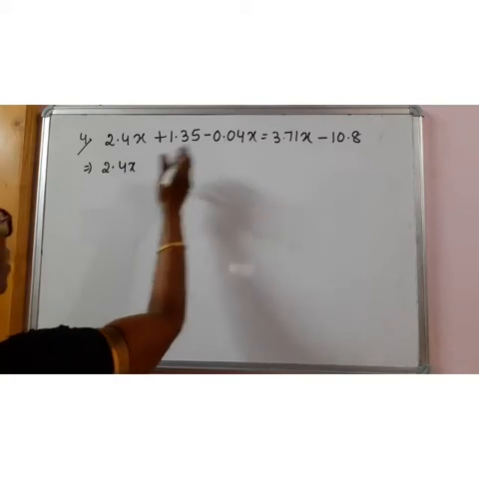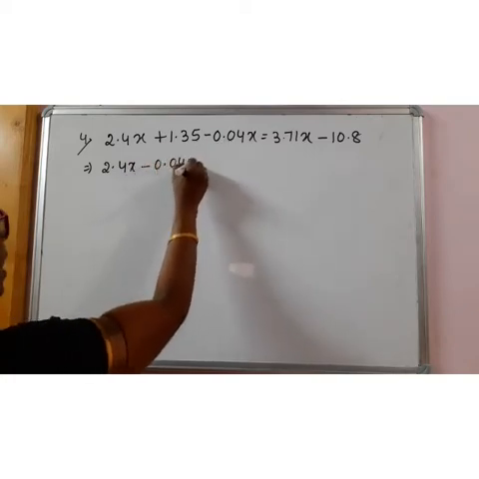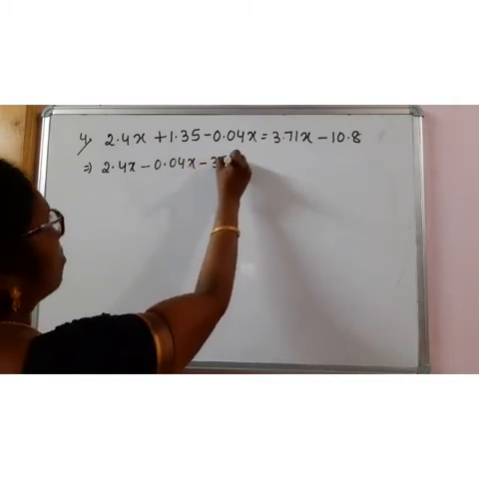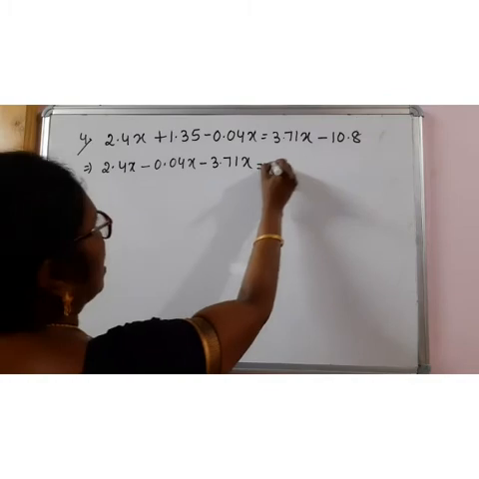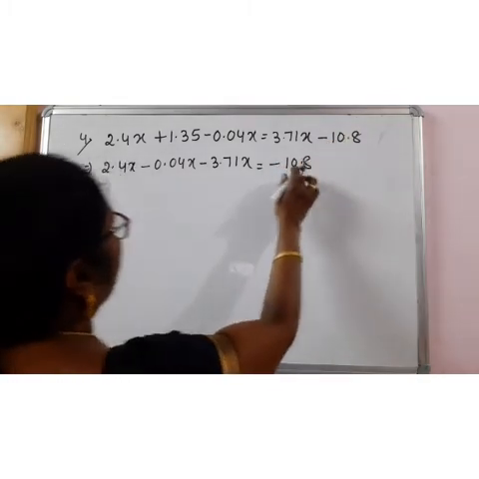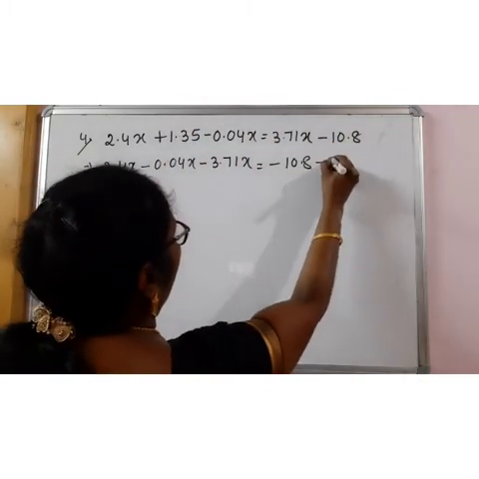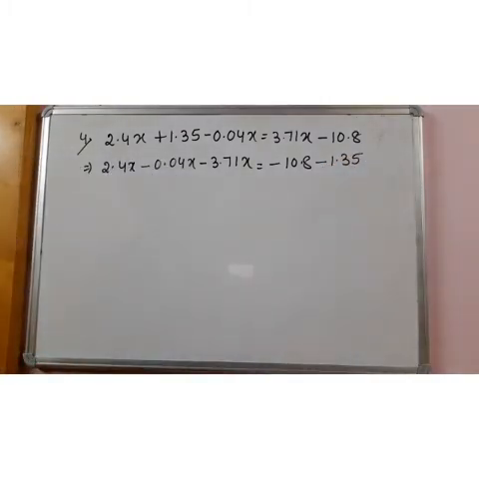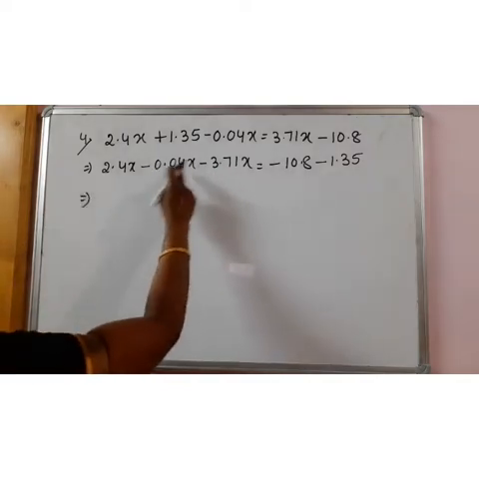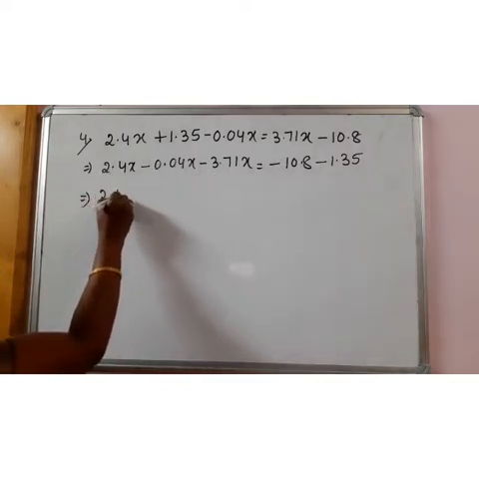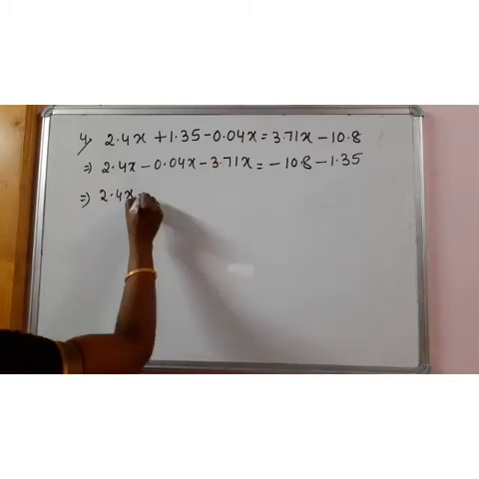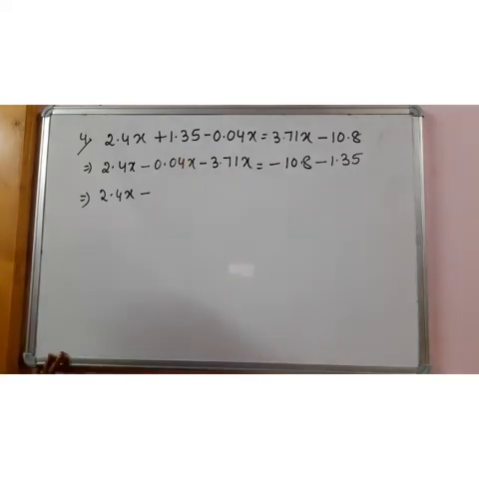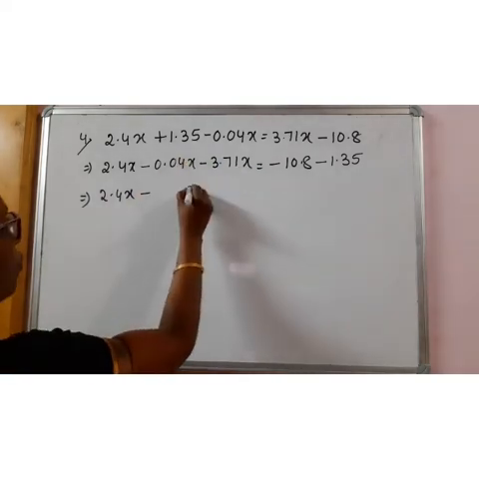2.4x - 0.04x. This plus 3.71x, when it comes to this side, becomes minus 3.71x, equal to minus 10.8 already there, and plus 1.35 when it goes to the other side will be minus 1.35. Now we can see these two are minus, only this is plus, so this one I am keeping like this. Both the minuses will be added. Here two decimal places are there, here also two. So we have to add them and write the minus sign.